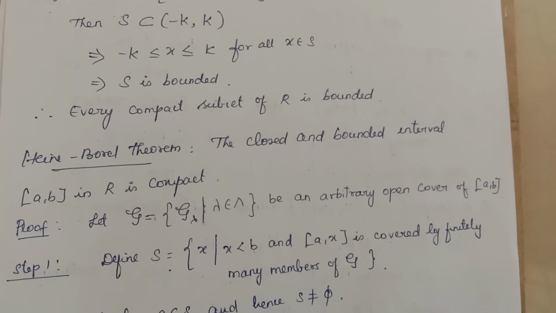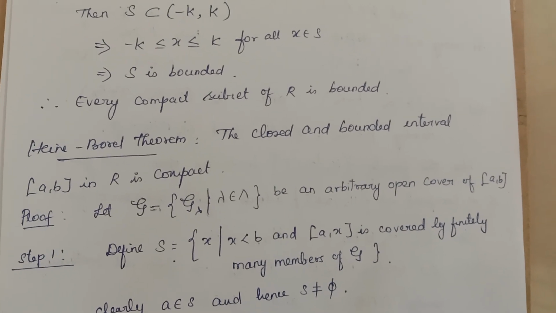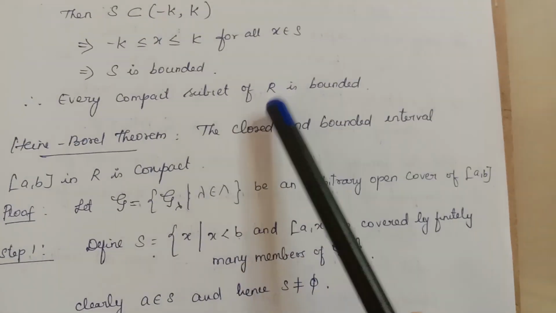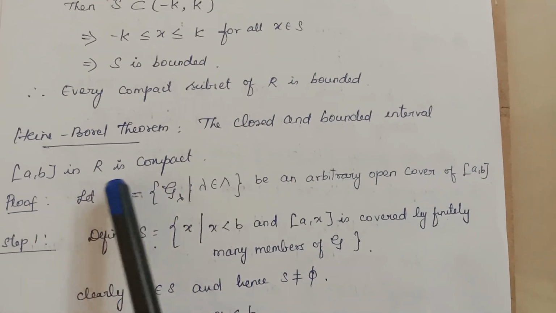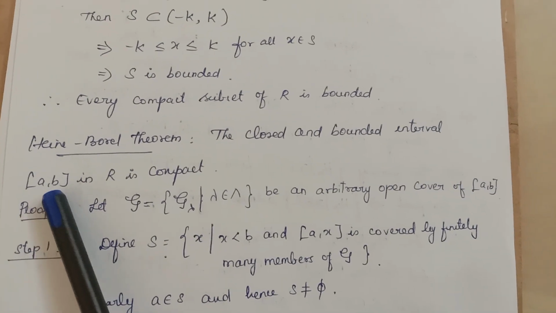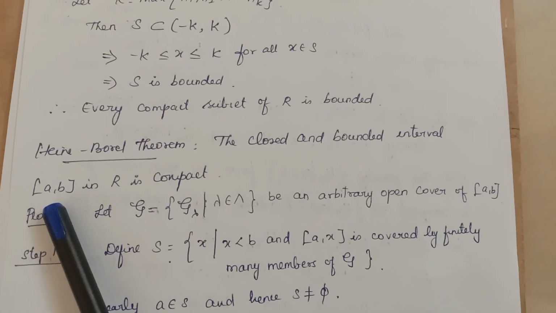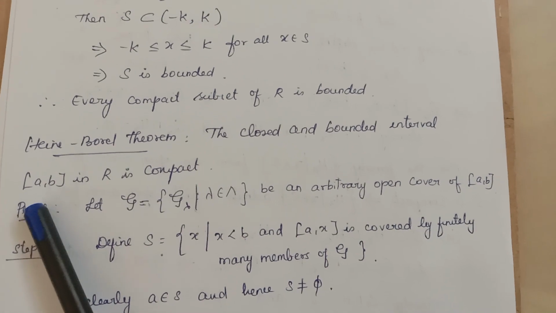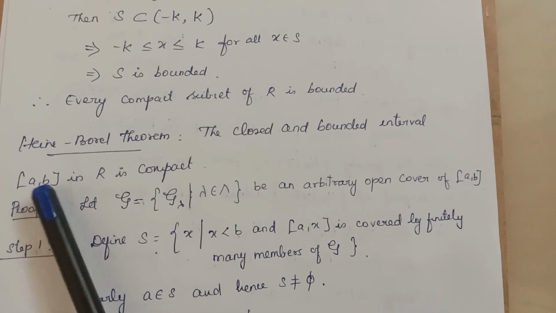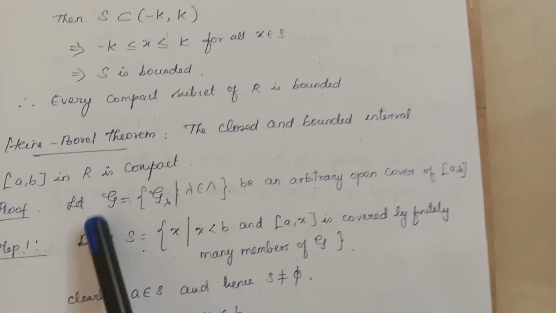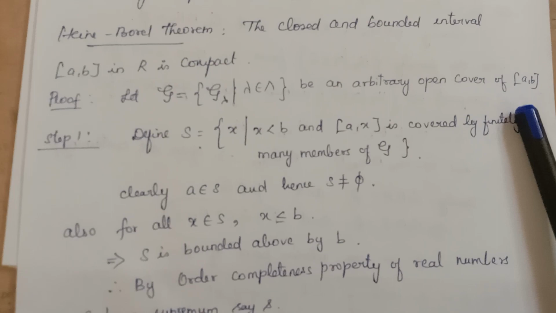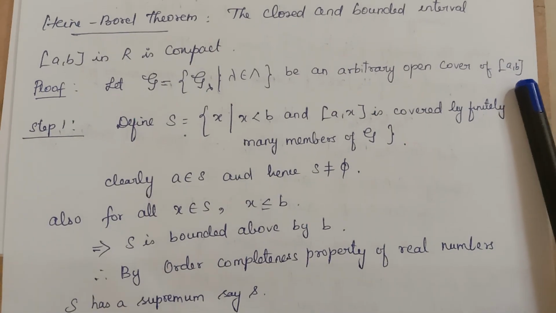Okay, the next important theorem is the Heine-Borel theorem. This is just like a converse of the previous two theorems. The closed and bounded interval [a, b] in R is compact. We have a closed and bounded interval, and this is compact in R. So for proving it is compact, what do we have to prove? Every open cover for this admits a finite subcover. So let script G be an arbitrary open cover for the interval [a, b]. We have to prove it admits a finite subcover.